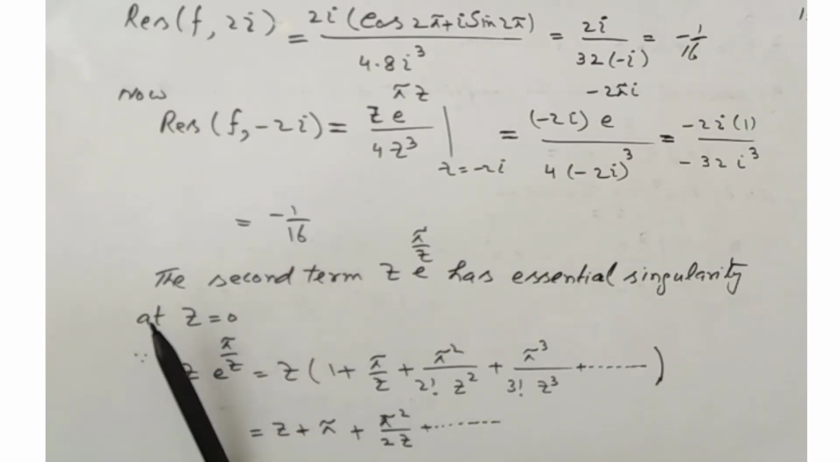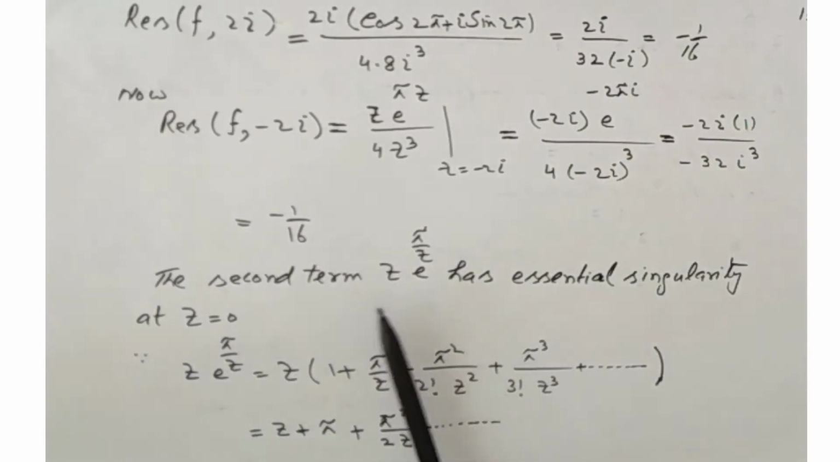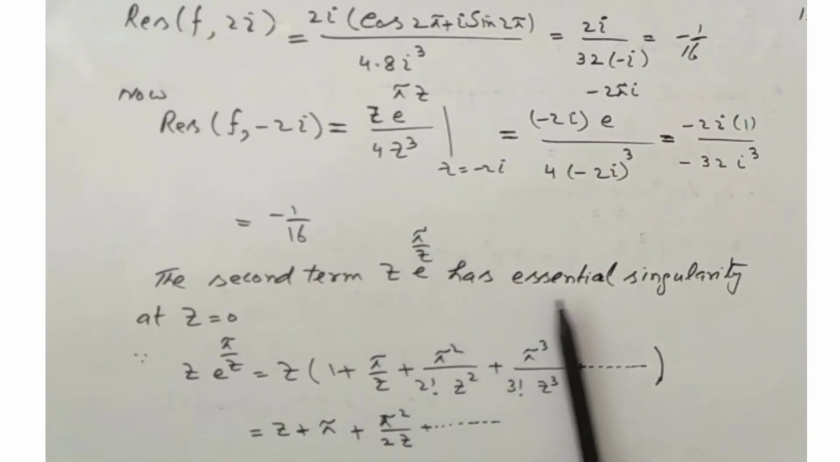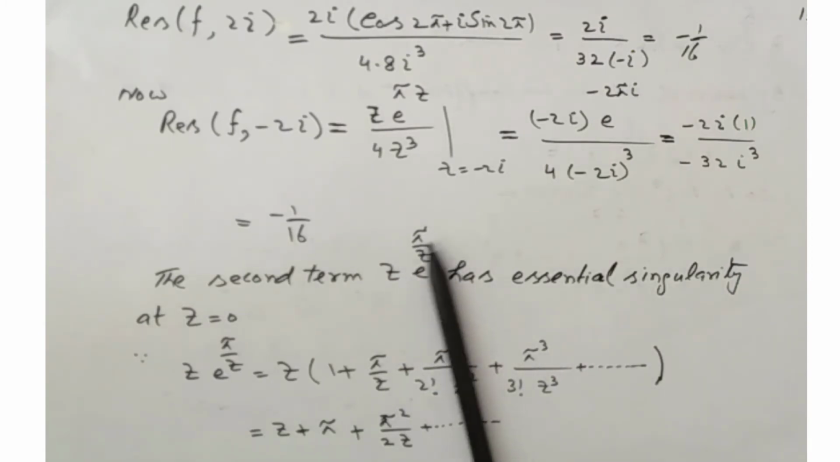Now the second part of the integral, z e^(pi/z), has an essential singularity, because this term has infinite terms.